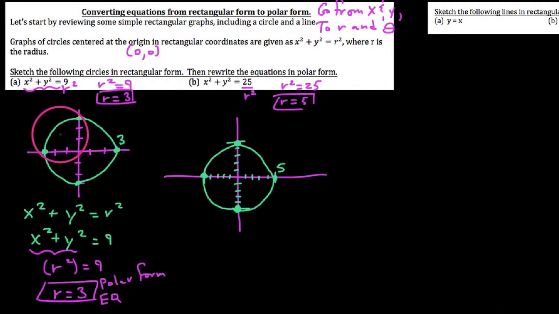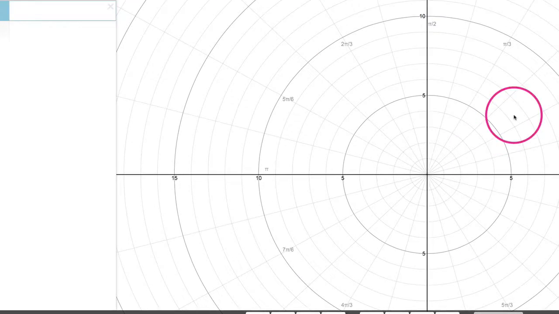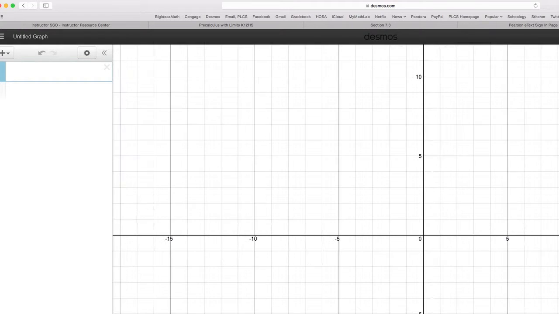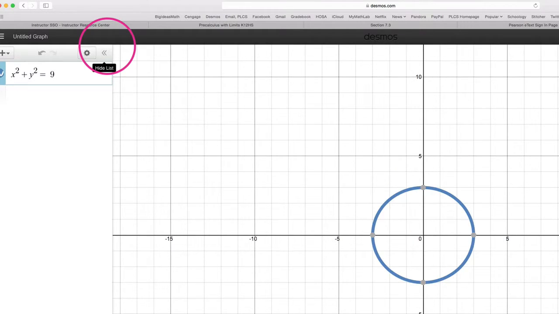And so one thing I want to point out is you can see how much more elegant it is to write a circle this way instead of x squared plus y squared equals 9. It's just literally r equals 3. And as we go over to our polar coordinate plane here, the neat thing is we can switch back and forth. Let's say I did want to graph x squared plus y squared equals 9. We can see our circle of radius 3 here.